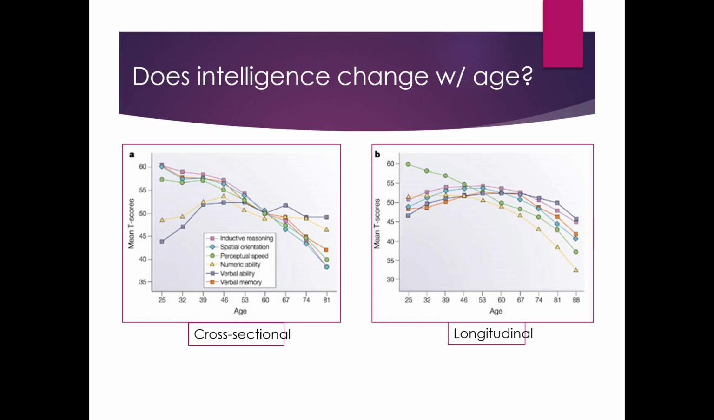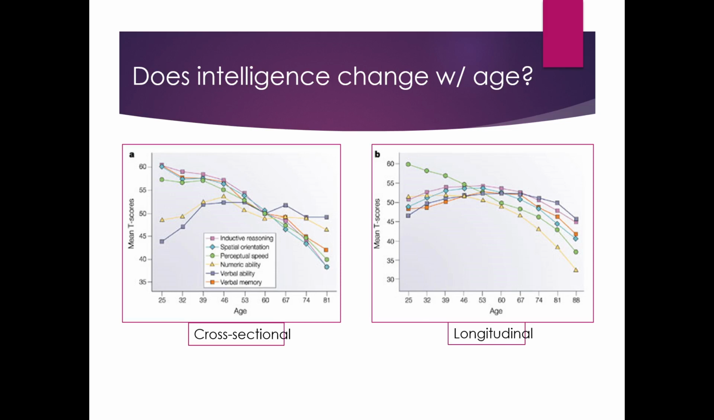Now, if you look at the longitudinal data, you get a slightly different picture. For one thing, the overall pattern is that there's a lot more stability when you look at longitudinal data. But if you start to zoom in on it, look at the yellow triangles, which is the numeric ability. When you follow individuals across their own lifespan, now you see that numeric ability decreases across a person's lifespan, like pretty dramatically. Starting about age 50, we start to sort of drop off in our numeric ability.